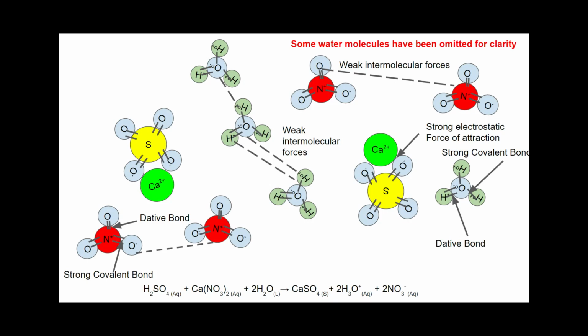On the other hand, the nitrate ions would have strong covalent bonds between the oxygen atom and nitrogen atom, where one oxygen atom has a dative bond with the nitrogen atom. However, just like hydronium, nitrate has a simple covalent structure, and there are only weak intermolecular forces between the discrete nitrate ions.